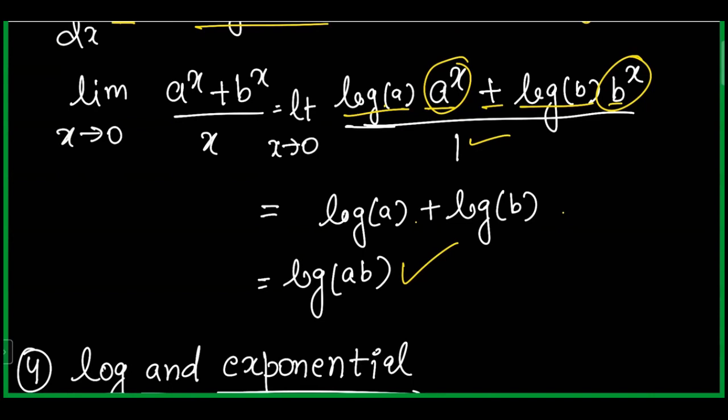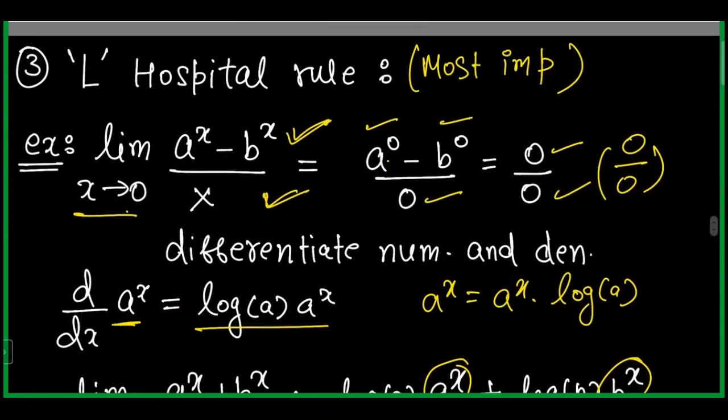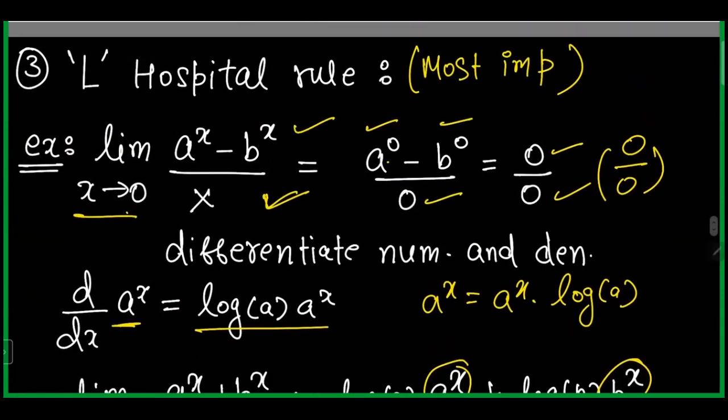L'Hospital's rule is always very important. So whenever you have the 0 by 0 form, differentiate the numerator, differentiate the denominator, and then just put the value. That's it. If you still get 0 by 0, again repeat the process. Again differentiate the numerator, again differentiate the denominator, then put the value 0 or whatever is the value of the limit. Again, if you get 0 by 0, keep on repeating this.